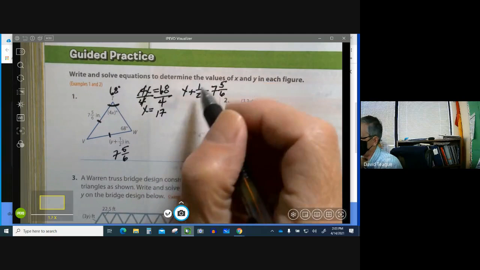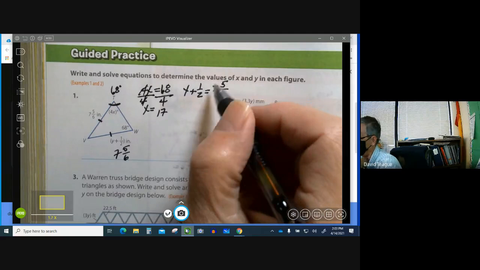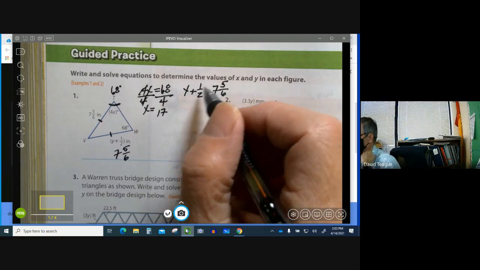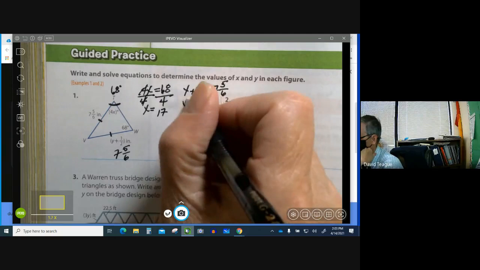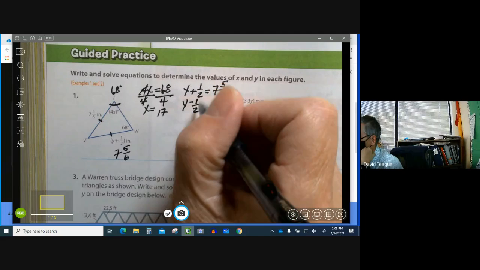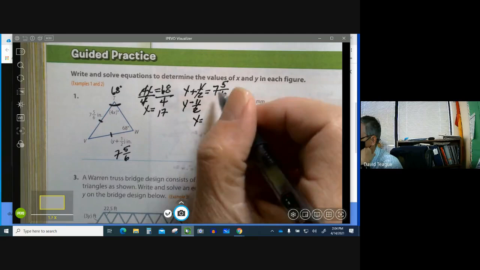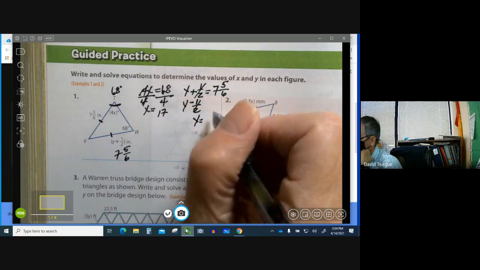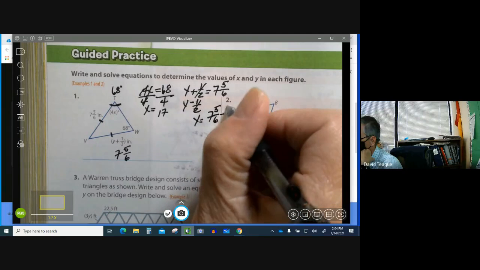Okay, now I have y. So I have y plus 1/2 is equal to 7 and 5/6. To make that go away, I have to subtract it. So this is y minus 1/2. These two cancel out and leave me y. But I have to do that to the other side. So I have 7 and 5/6 minus 1/2.